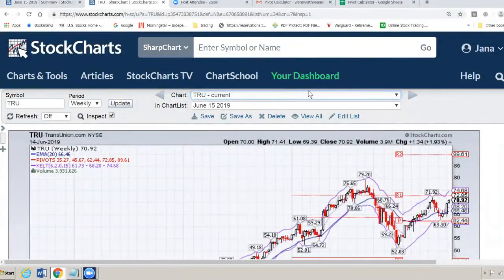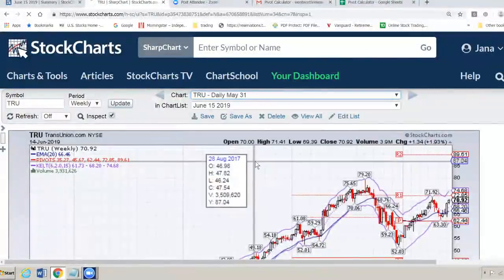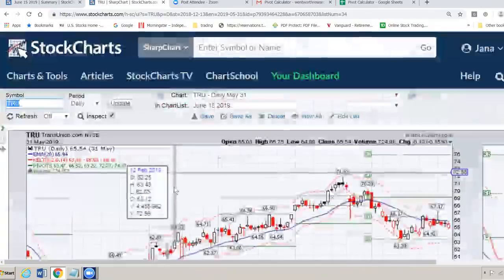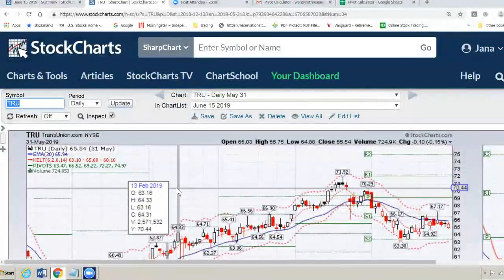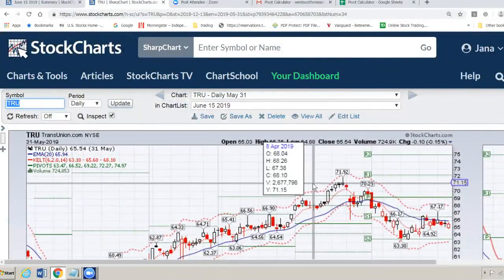So let's see. So that's one example. How much does it cost per month to be a member of StockCharts? Oh, StockCharts. I don't get anything from them. I think the cheapest one is about $14, and the next level up is $23. You can do most of what I'm doing right here with the cheapest one.